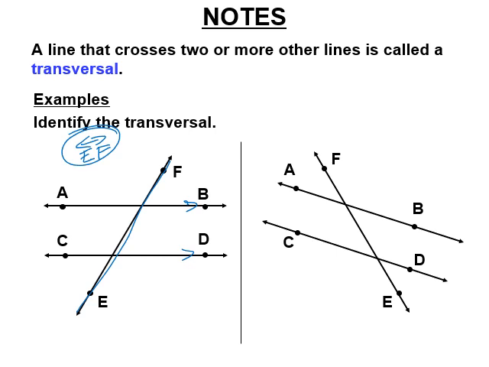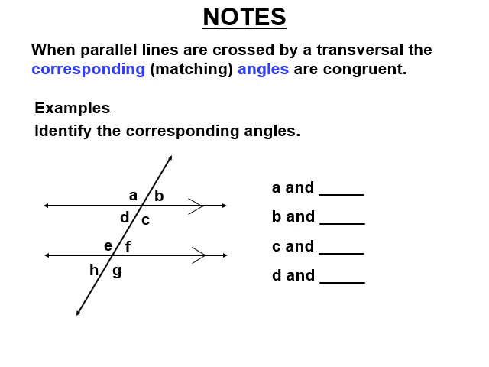So what's the transversal in this picture? Well, it has to be EF again. I've just sort of moved things around ever so slightly, but EF is the transversal. It's crossing the two other lines. When parallel lines, that's how you know these are parallel because of that symbol there, are crossed by a transversal, you get corresponding angles that are congruent. Now this word corresponding in math always means matching. I wish we would just use matching and then everyone would know what we're talking about. But corresponding angles are congruent. The matching angles are congruent.